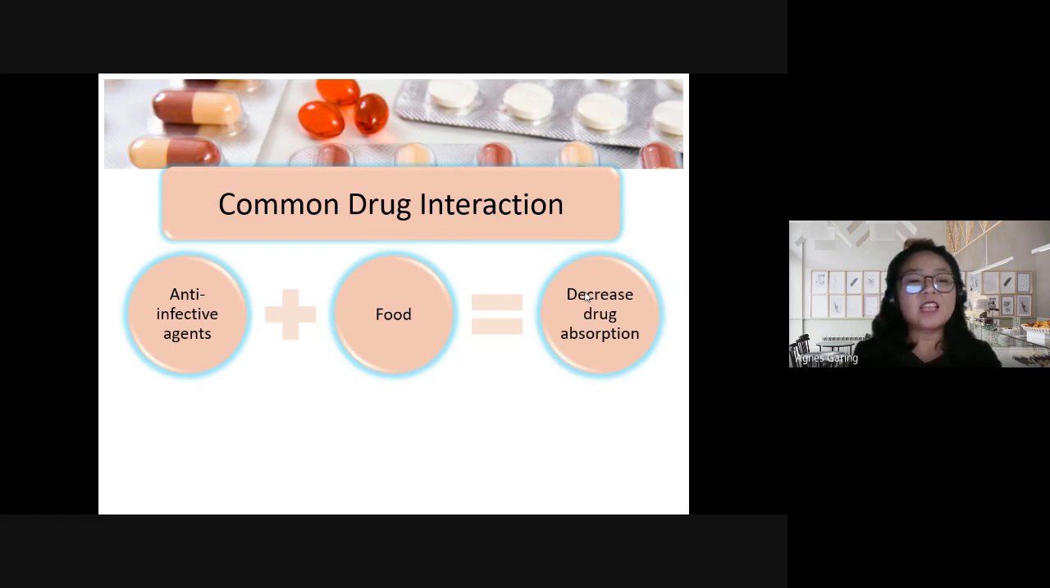Okay, next is anti-infective agents. If it is taken with food, then there is a possible decrease in the drug absorption. But there are some exemptions. Okay, yung amoxicillin is an exemption. Pwede siya to be taken with food. Okay? Madami pa tayong explanation dyan.